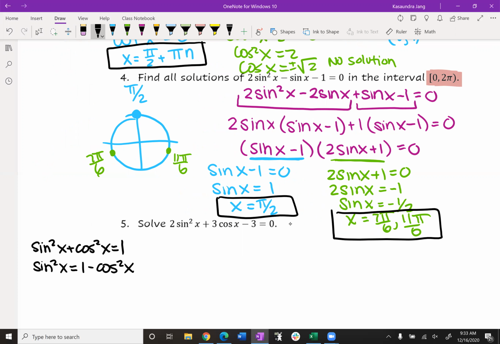All right, so I'm going to put this in for the sine squared. So the rest of this is the same. I still have the 2, and I still have this plus 3 times cosine x and the minus 3. It all equals 0. Good. I'm just replacing the sine squared with what it's equal to, 1 minus cosine squared. So now I've got all cosines. Let's see if we can simplify this down a little though. I'm going to distribute my 2.